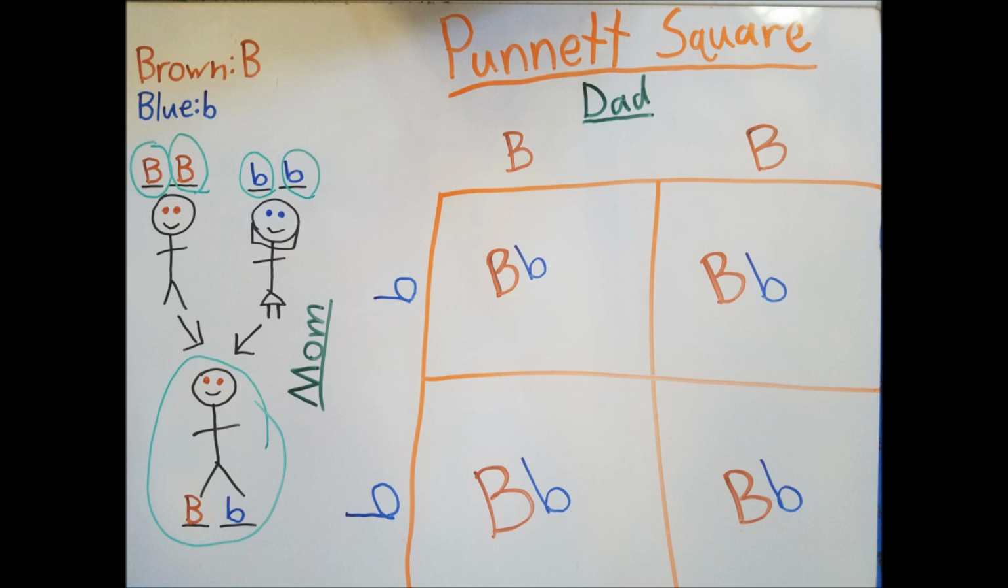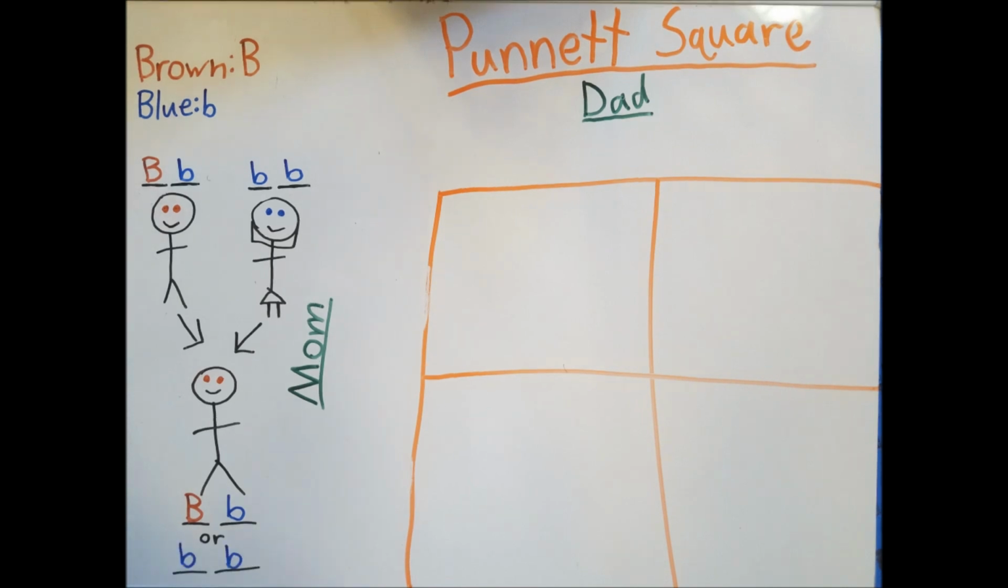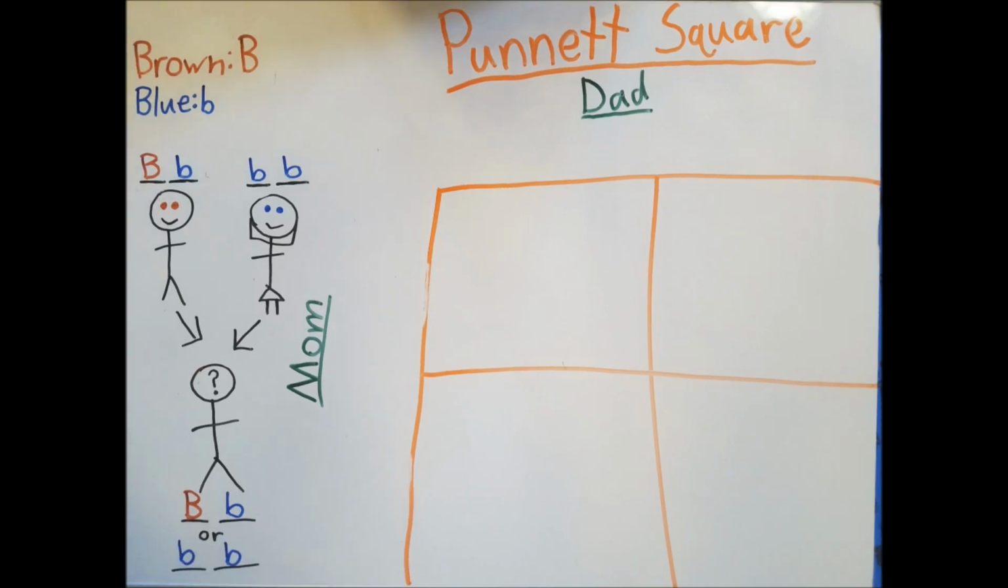Now let's see what happens if instead the dad didn't have 2 big B's, he had a big B and a little b. So now the child would either get the big B from his father or the little b from his father, which can change what color eyes he gets. So now he has a big B and a little b, or a little b and a little b. So now we don't know what color his eyes are, so this is where the Punnett square comes in handy.